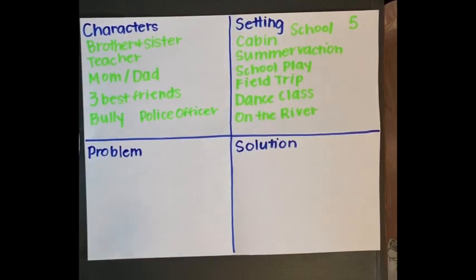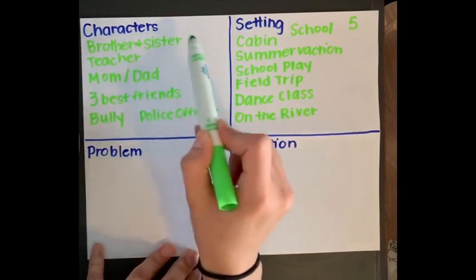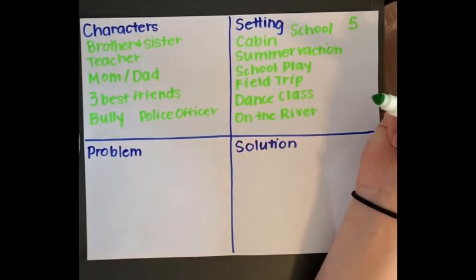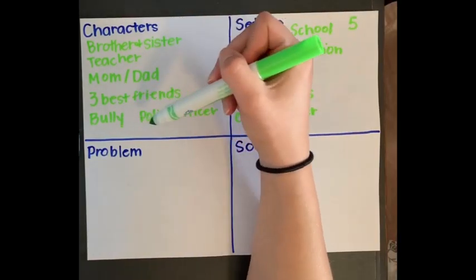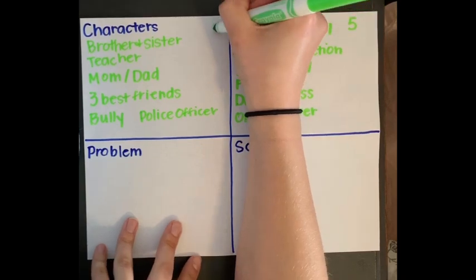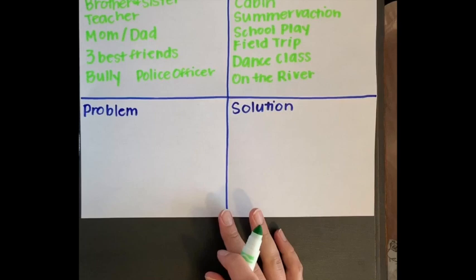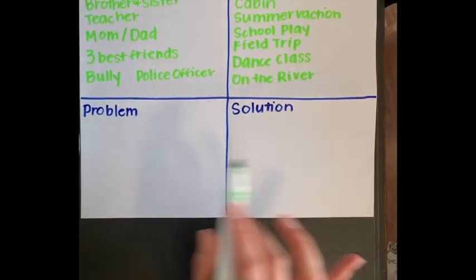Okay, so if you noticed, I kind of grabbed things from my setting, and that kind of made me think of possible characters that I could have in my realistic fiction. I have 1, 2, 3, 4, 5, 6 in this. I would again maybe shoot for 5 at least, so you have some good ideas. And now I'm going to move down to my problem and my solution. So these two kind of go together a little bit.